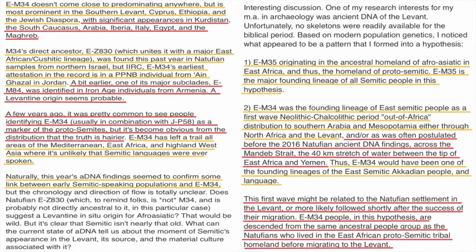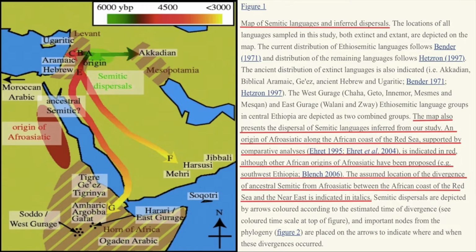Thus, E-M34 would have been one of the founding lineages of the East Semitic Akkadian people and language. This first wave might be related to the Natufian settlement in the Levant, or more likely followed shortly after the success of their migration. E-M34 people in this hypothesis are descendant from the same ancestral people group as the Natufians, who lived in the East African Proto-Semitic tribal homeland before migrating to the Levant. And so that kind of fits with what the language paper said about the migration of these Semites.